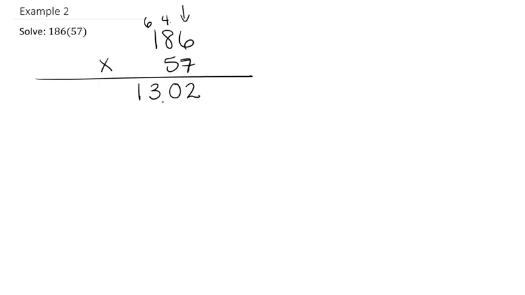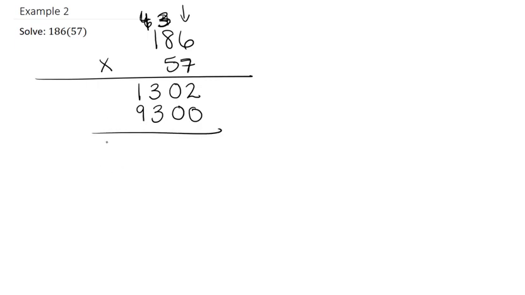Now we start over, and we have a placeholder of 0, and then we begin with 5. So 5 times 6 is 30. Then we're going to carry the 3 to the 8. Now 8 times 5 is 40, plus 3 is 43. So we put a 3 below, carry the 4. 5 times 1 is 5, plus 4 is 9.